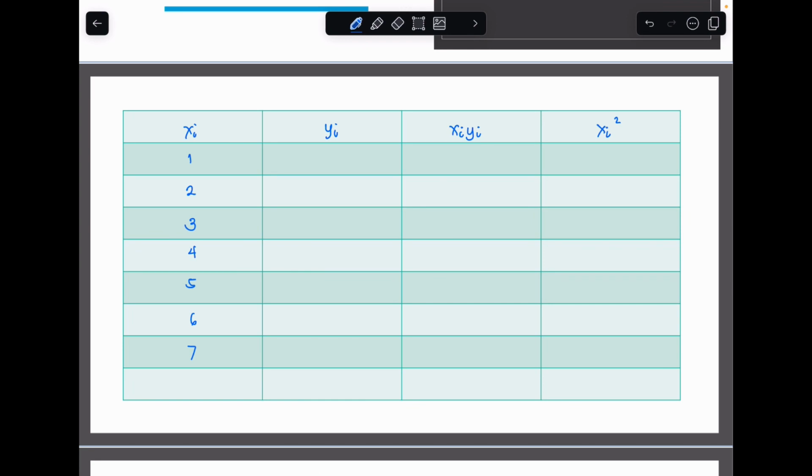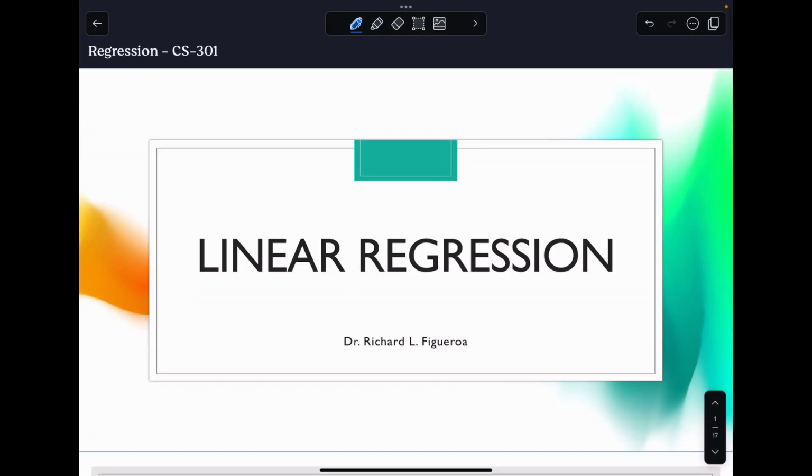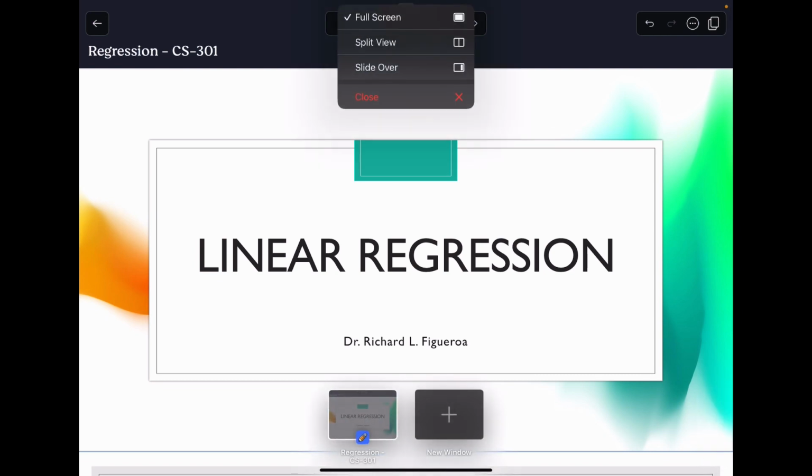So based on the given, this is 0.5. We have 2.5, and then we have 2, a 4, a 3.5, a 6, and 5.5. Let me show a calculator.